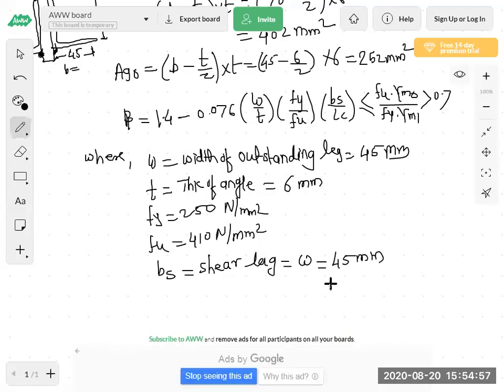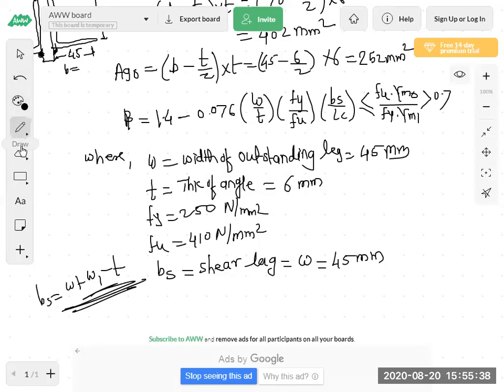So such answers you have to give. Everyone, please. Simple. In the IS code, they have mentioned BS is equal to W for welded connection, and BS is equal to W plus W1 minus T. This is for bolted connection. That is given in the IS code, page number 33. Here W is the width of the outstanding leg, W1 is the width of the connected leg, and T is the thickness of angle.